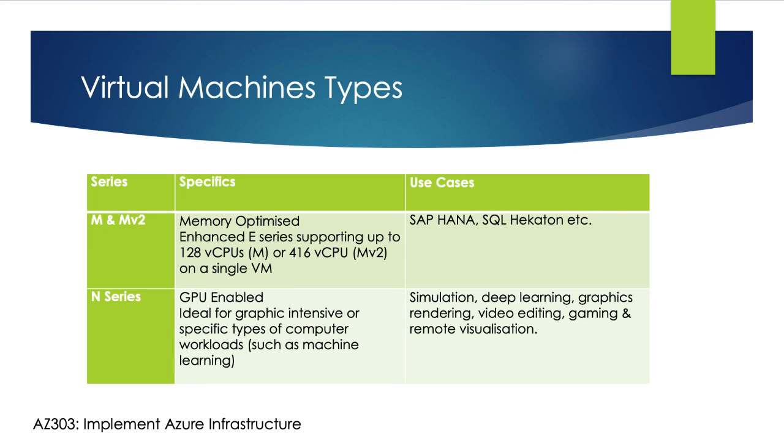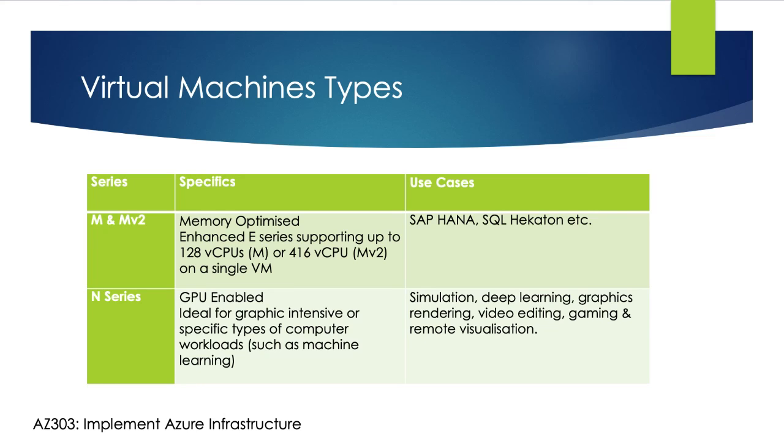So the M and MV2 series are like the E series in that they are memory optimized. However, they support far more vCPUs. So for example, the M series, you can have up to 128 vCPUs on a single server, whereas the MV2 supports up to 416 vCPUs on a single server.